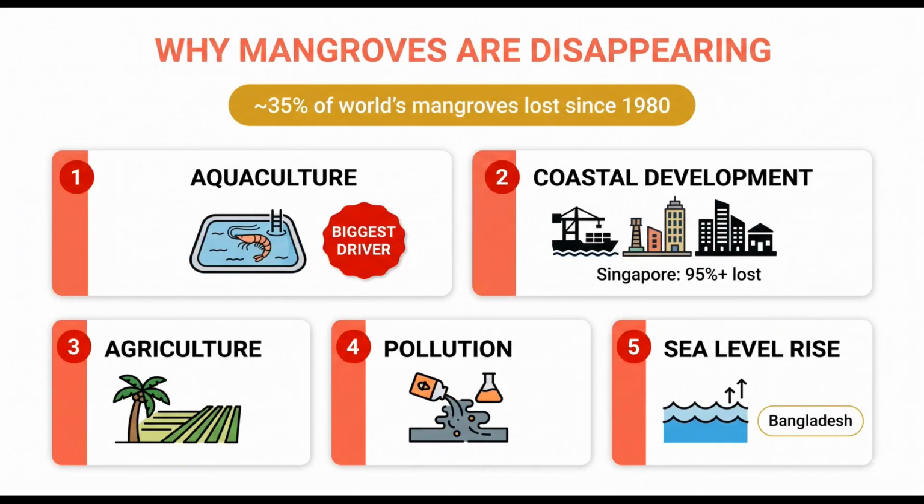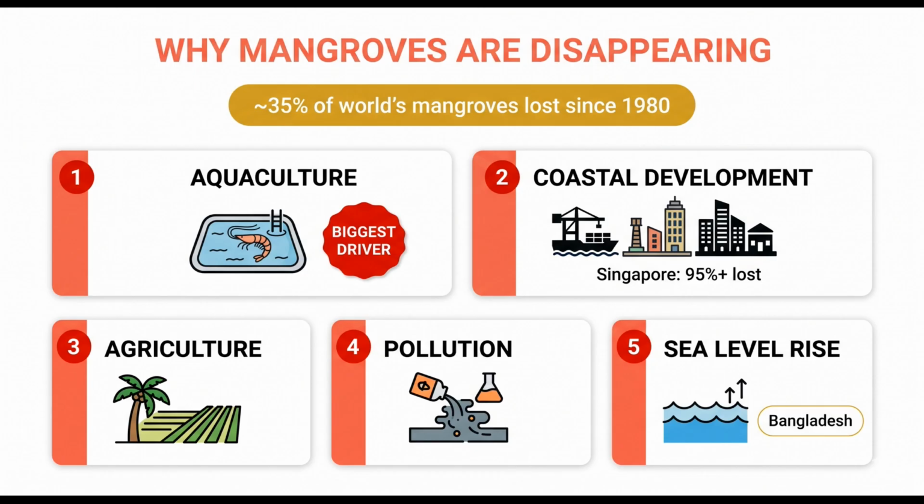The 5 main threats. Number 1, aquaculture. This is the single biggest driver of mangrove loss globally. Coastal areas are cleared to build shrimp farms and fish ponds. The irony, and you can see this is a pattern, is that many of the coastlines that lost thousands of lives in the 2004 tsunami had cleared their mangroves specifically for shrimp farming years before.